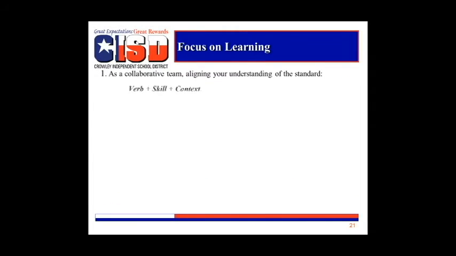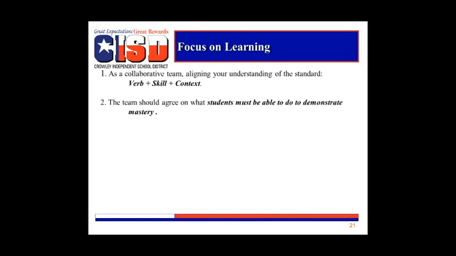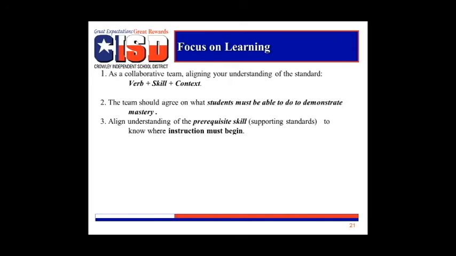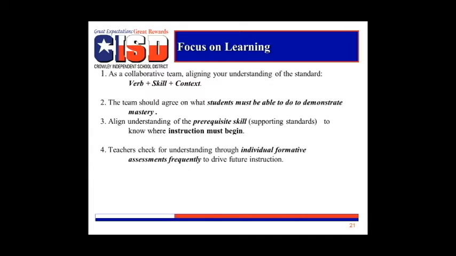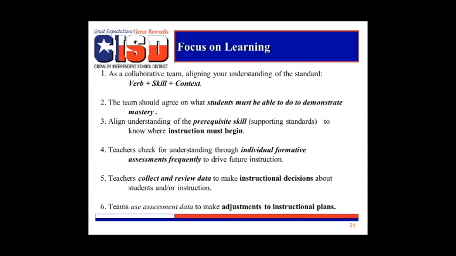As a collective team, are you aligning your understanding of the verb, the skill, and the context? Does your team already agree on what students must be able to do to show their mastery? Are you understanding the prerequisite skills to know where your instruction should begin? Do your teachers check for understanding through individual, frequent formative assessments? Are you as a team collecting data and reviewing it to make your instructional decisions? And do you use the data to adjust your instructional plans?